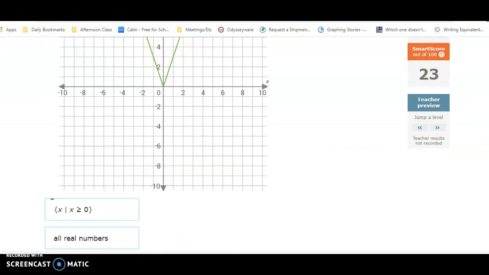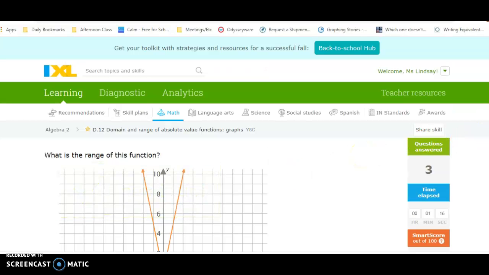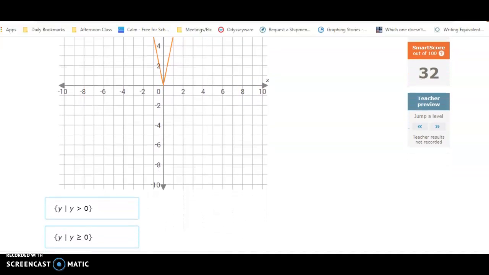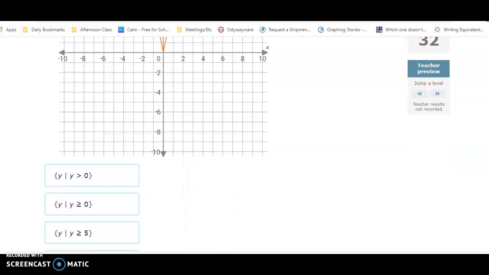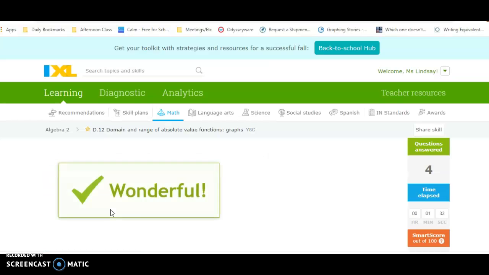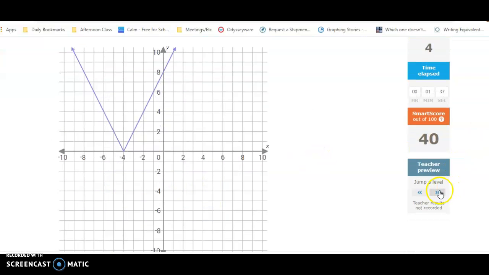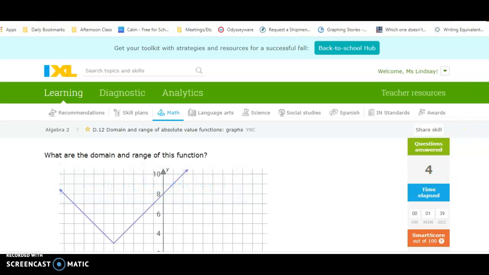Domain is always going to be all real numbers. I don't even really need to look at the picture. The range of this function, it doesn't matter that it's skinny, it's still greater than or equal to 0. So if it's going up, its y is greater than or equal to, and it's always the y of the vertex. Of course, the domain is going to be all real numbers.